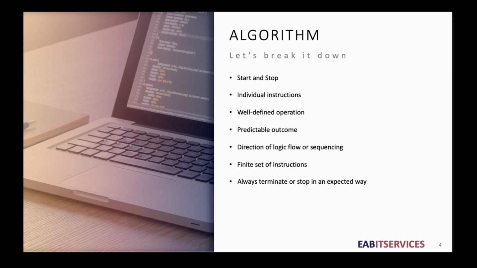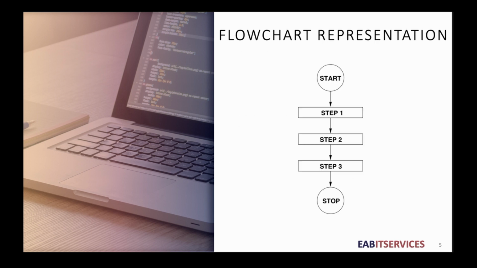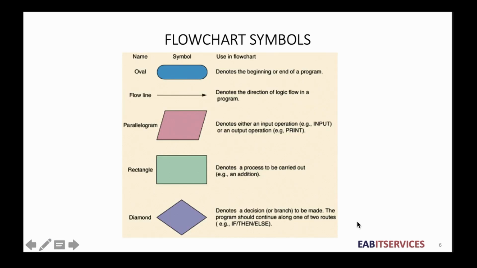So in a flowchart, how can we represent an algorithm? You have the start, and you have a series of steps, step 1, step 2, step 3, and then you will have stop. As simple as that. But a flowchart has 5 symbols.